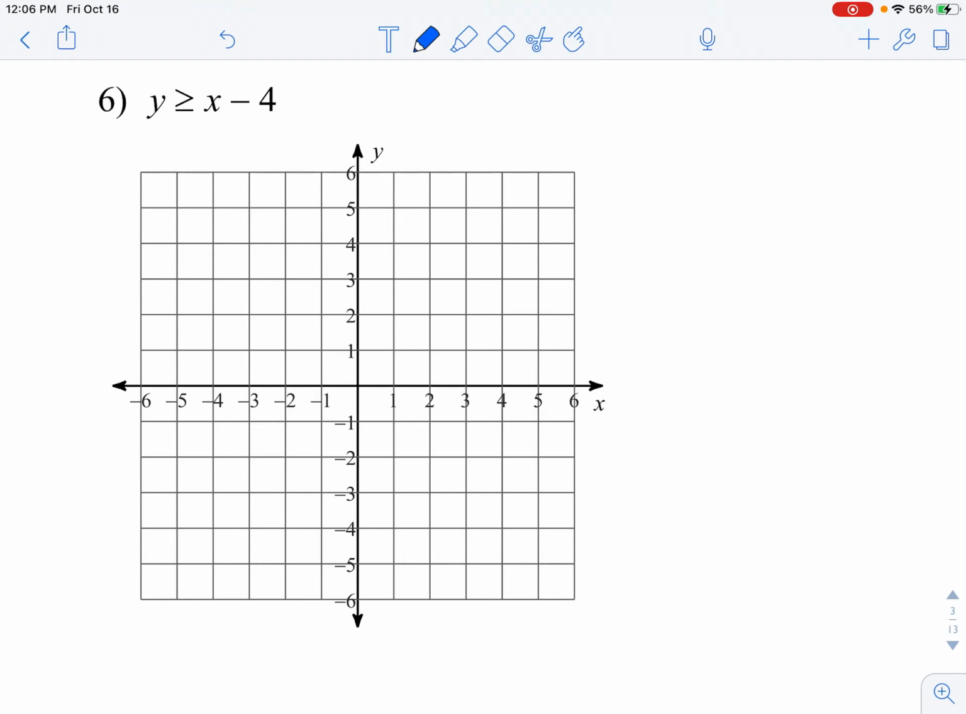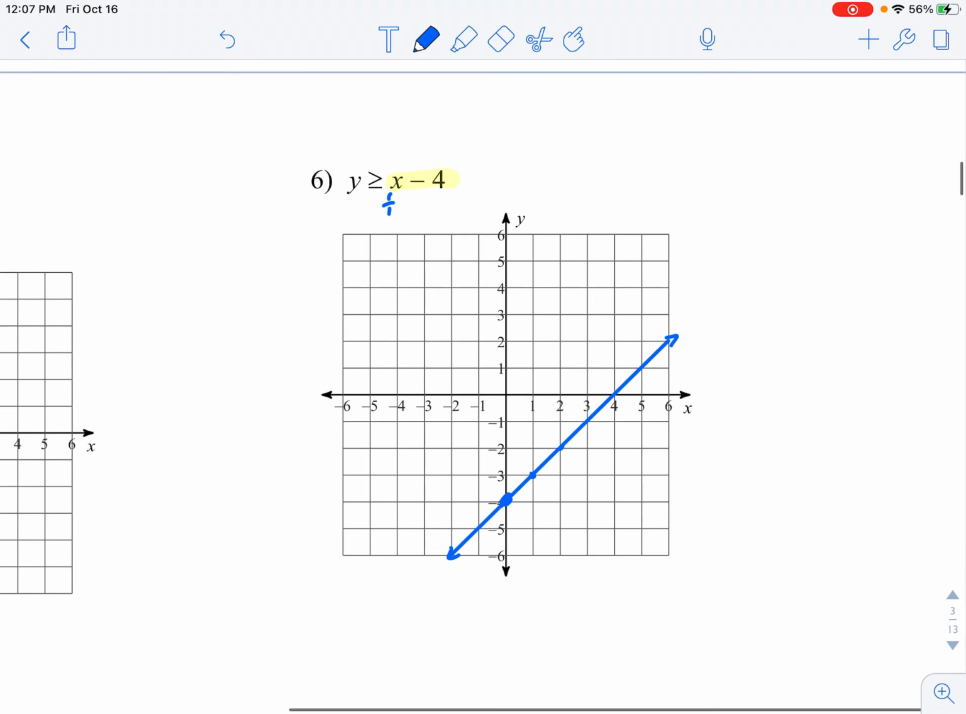Well, first, y equals x minus 4, since there's an equal sign there, is going to be a solid line. Negative 4 is here. The slope is 1, which means as a fraction it's up 1 over 1. So I need to draw a solid line like this.